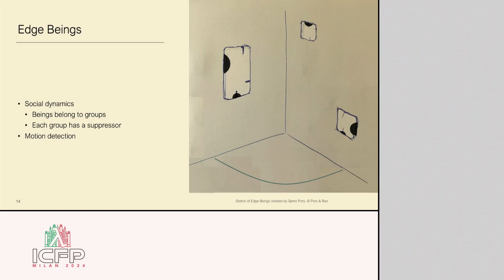This is an artwork consisting of panels that are mounted to a wall, and you see these black shapes of creatures living behind these panels. The idea of the artwork is that if you are observing it, you will observe some social dynamics between these beings. These beings belong to groups, and only one group is allowed to be outside at a time. Each group has a suppressor, and if a suppressor is stronger than the current group that is outside, the group has to hide, and the suppressor on its own can emerge.